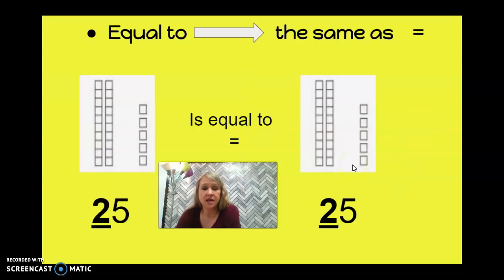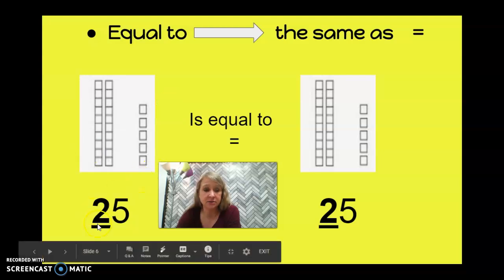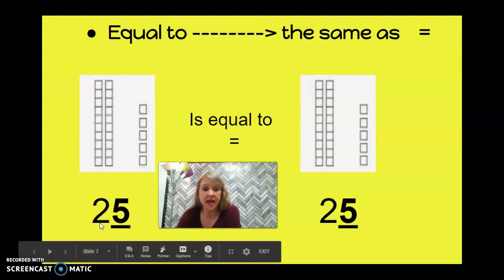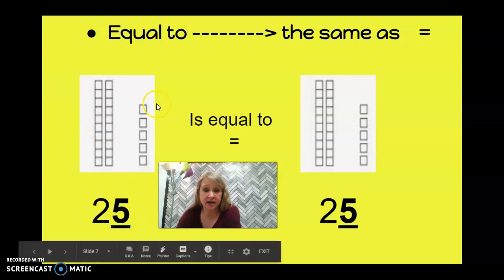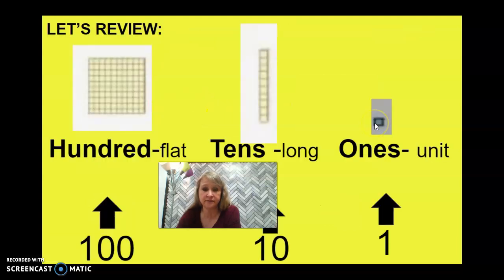Very good. Another vocabulary word I want you to know is equal to. Equal to means the same as. The same as. This is the symbol for equal to. 25 is equal to 25. That means it has the same number of tens and the same number of ones. So they are exactly the same. 25 is equal to 25.